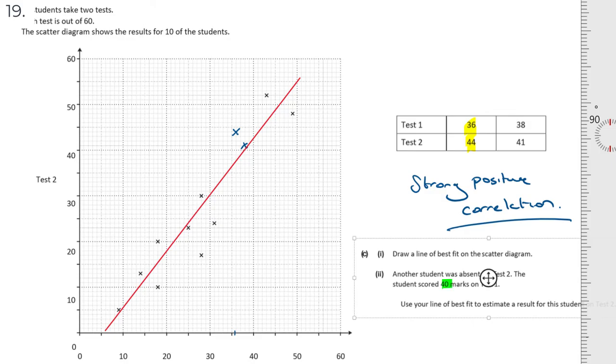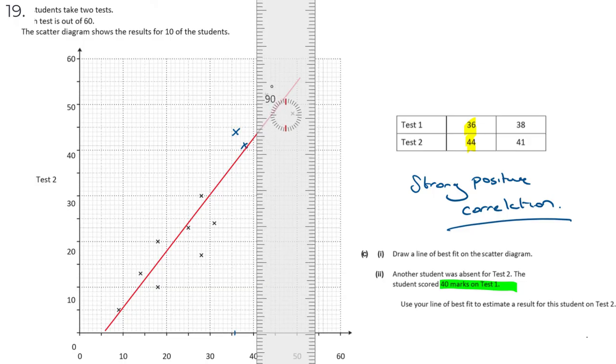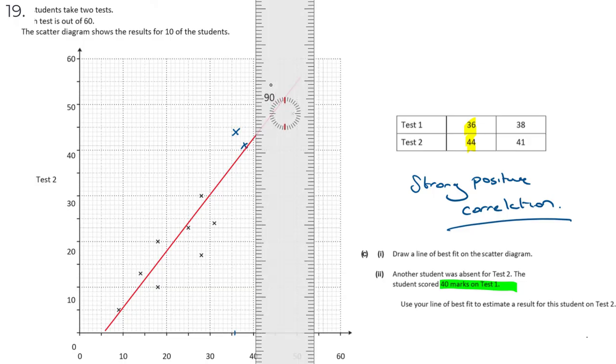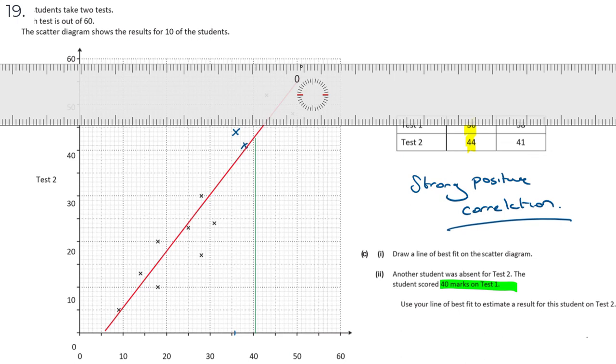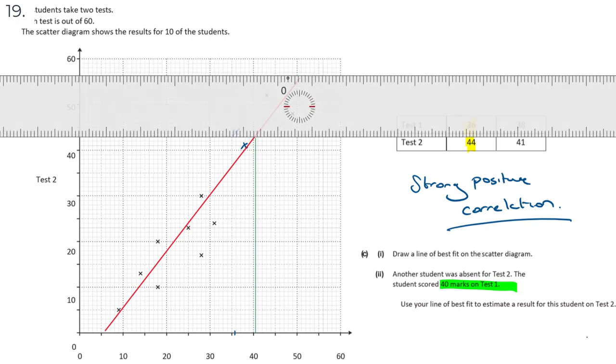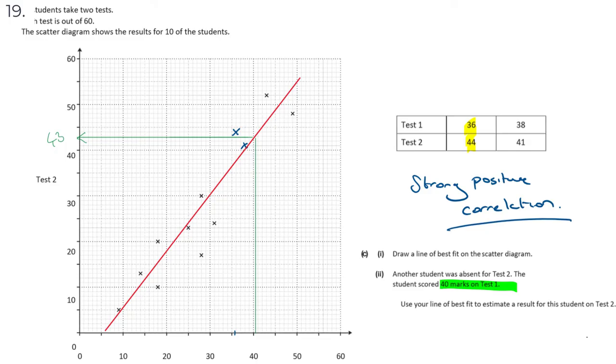All you've got to do is read up from the value that you've been given. So I think we've been told they got 40 marks on test 1. So reading up from 40 on test 1 until we hit our line of best fit. Okay, when we hit the line of best fit, we change direction. Go the opposite way. You can see that comes out here on my graph, which is about 43. Okay, so that's what I'm going to estimate then. I'm going to estimate that as 43 marks.